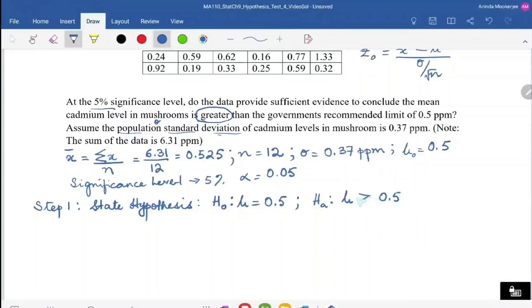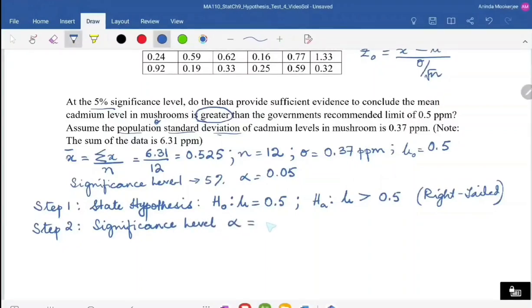So what kind of tail test would this be? When the alternate hypothesis is greater than, it's going to be a right tail test. A right tail test, right? Good. So that completes step 1. Step 2 was to come up with the significance level. The significance level is given to us. It's nothing that we have to think about. Significance level alpha equals 0.05. That's all, just state it.